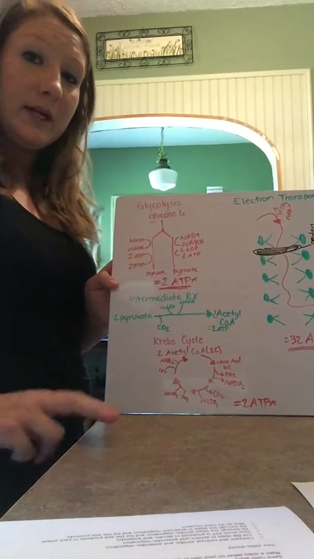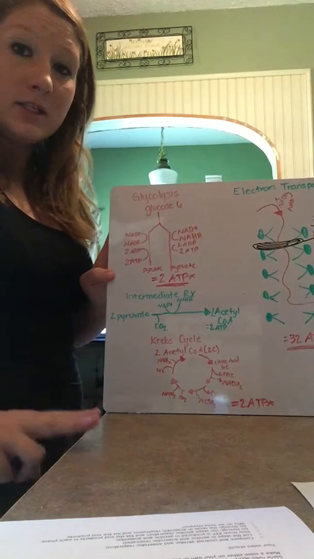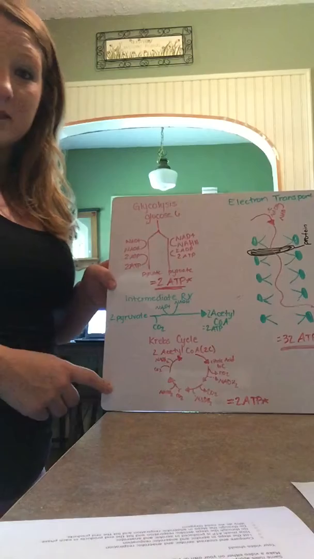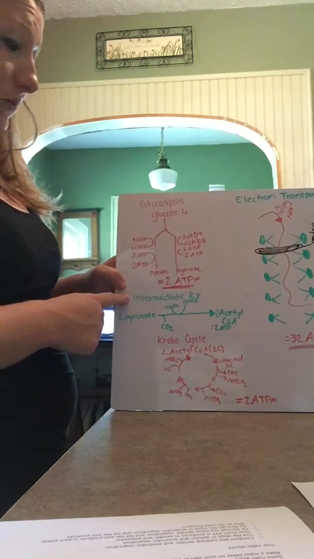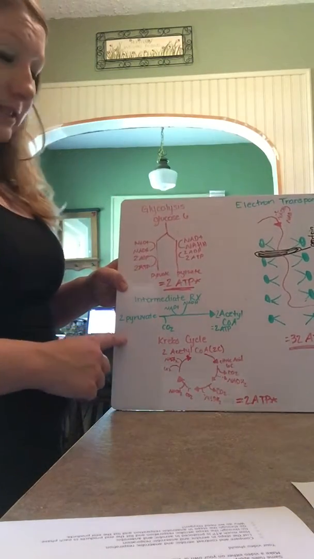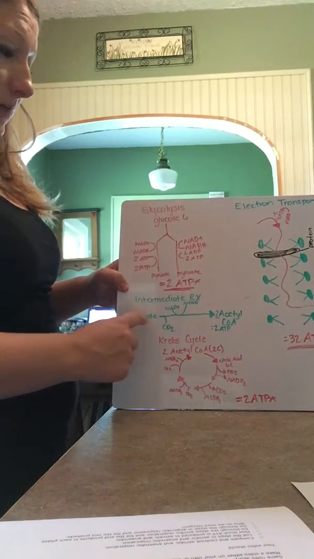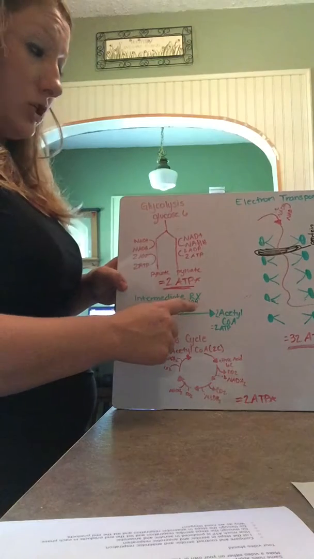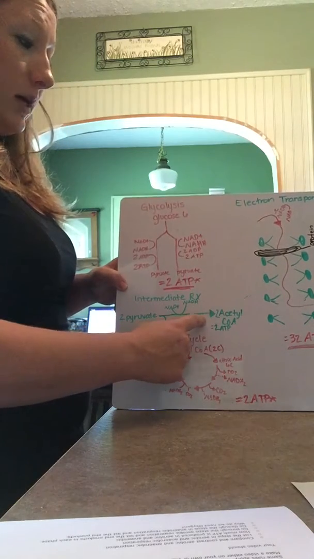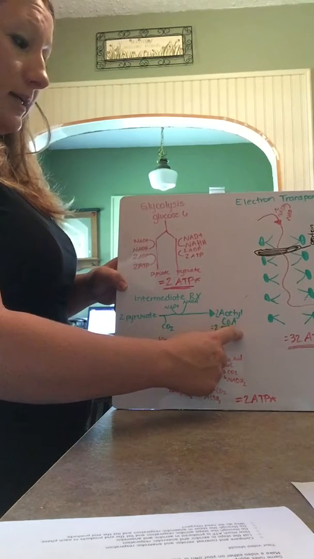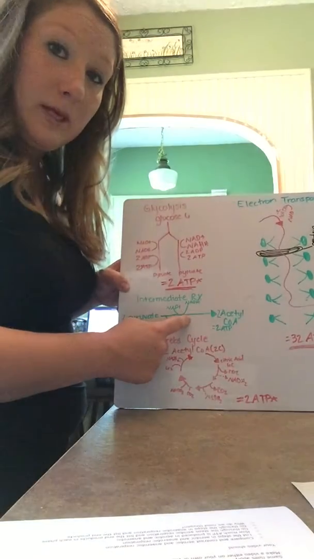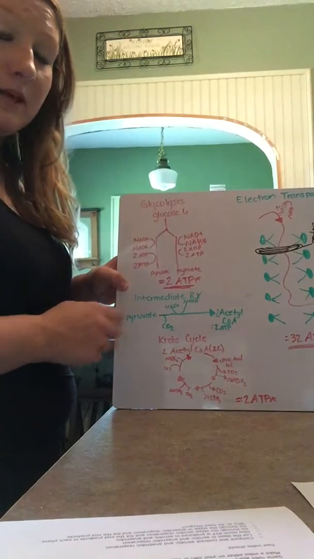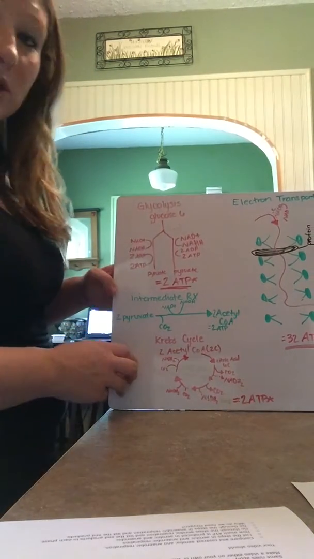Like I said before, we need 36 to 38 ATP for cellular respiration. So we'll go to our next process, the intermediate reaction. The intermediate reaction takes the 2 pyruvates. It drops some CO2 and changes the NAD to NADH, ending in 2 acetyl CoAs, which equals 2 ATPs. So we have 2 ATPs in the glycolysis and 2 in the intermediate. That's only 4, and we need 36 to 38.